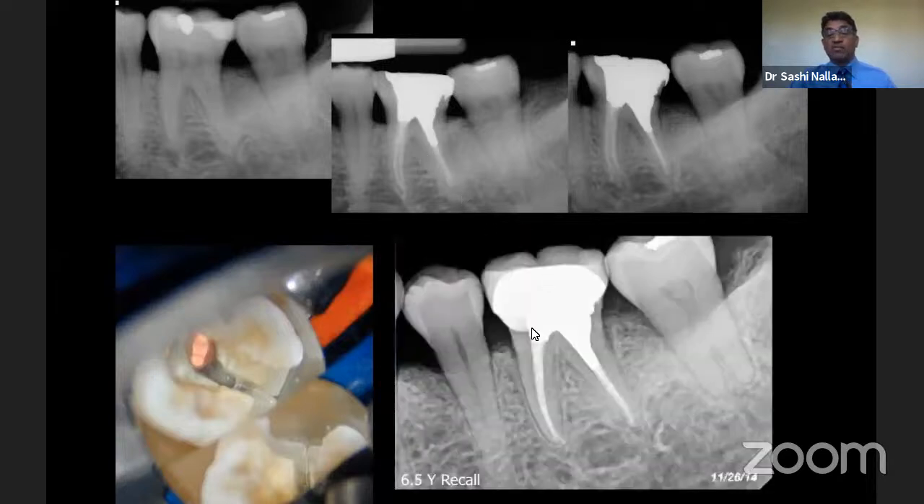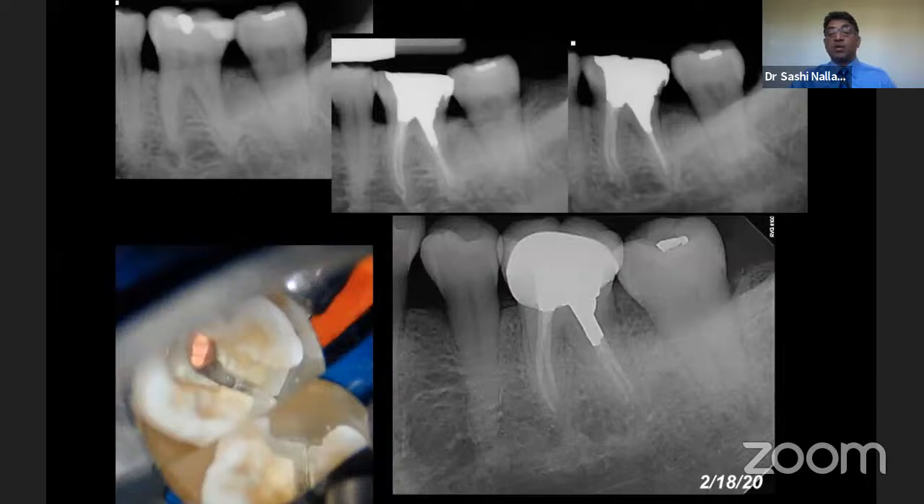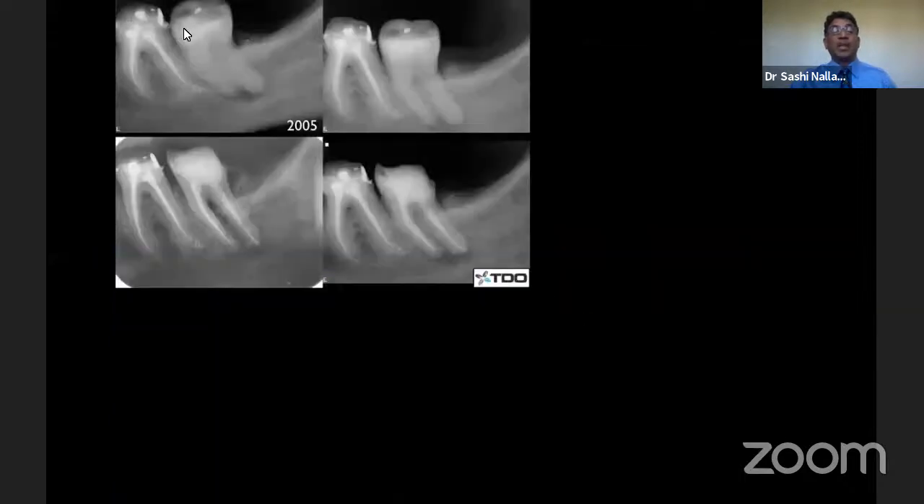So this is at 6.5 year recall. The other side, the first molar is looking good, and this is 12-year follow-up, and other side looking good. So this particular patient has made a decision to save her cracked teeth on both sides, and after 12 years, both sides are functioning well. It's a good decision again.